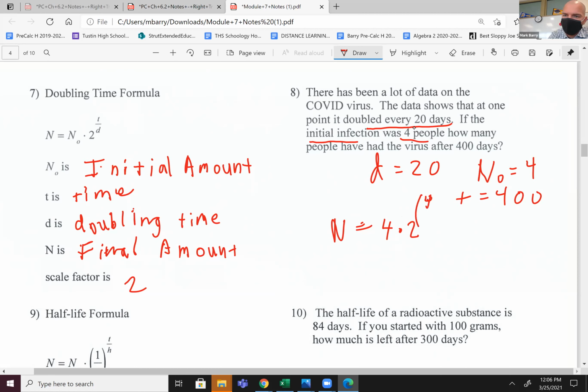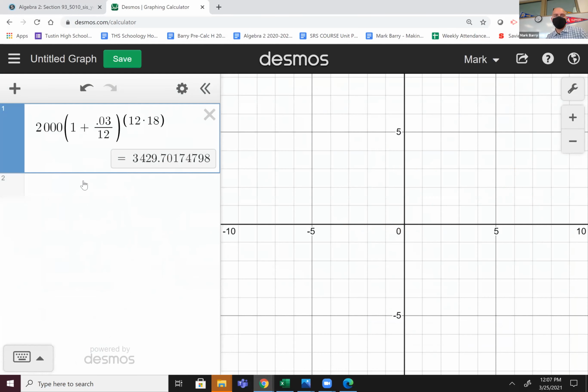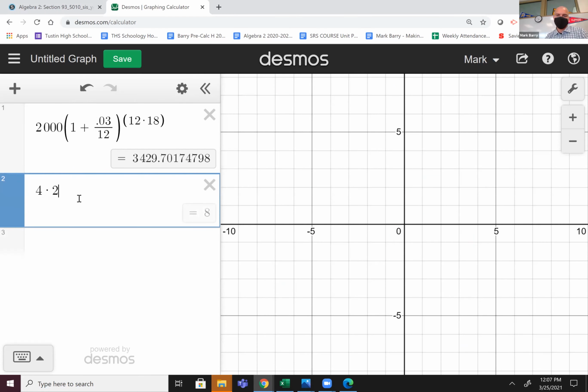T over D. So I got 4 times 2 to the power of 400 over 20. All right, so I'm going to type that into a calculator. Remember, I'm going to do my shift 6 for my exponent. 400 divided by 20.